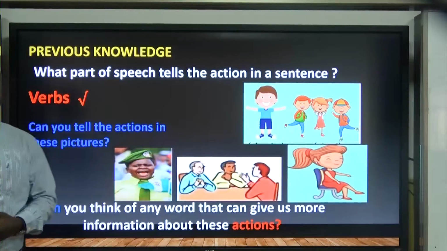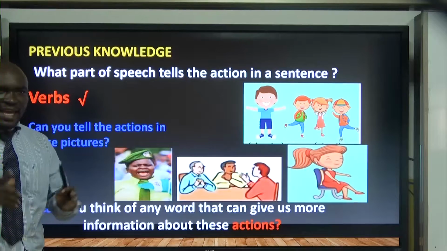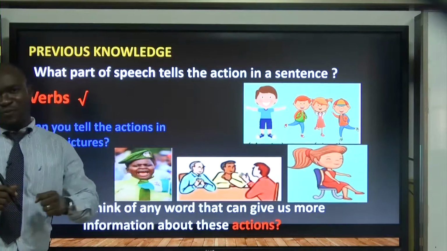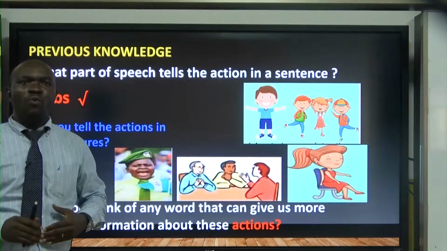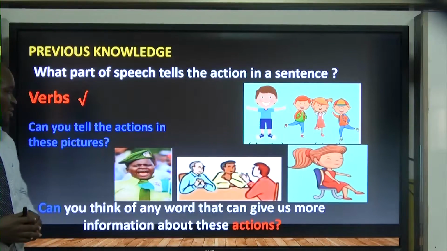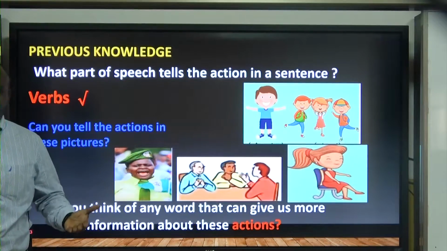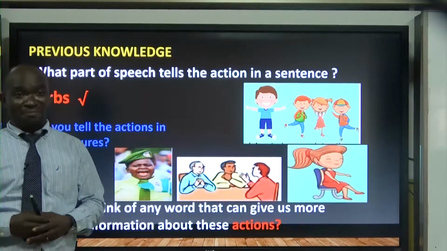Okay, what part of speech tells the action in a sentence? Can you remember that? Of course, verbs. Verbs tell the action in a sentence. Then, can you remember also or think of a word that can give you more information or more idea on what a verb is or how the verb was done? Okay, let's look at some examples. We have children playing. Any word that tells you how they are playing or where they are playing, why they are playing, or even how they are playing.